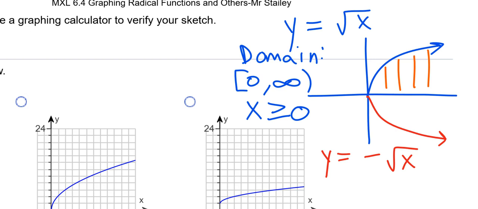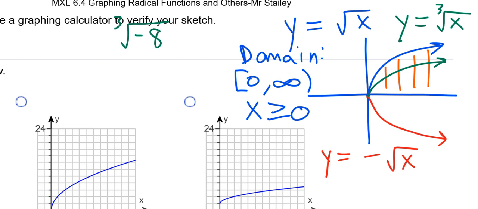What is noticeably missing from the domain? What kind of numbers can you not put in that function? Negative numbers. Now, in a little bit, we're going to get to the cube root. A cube root function kind of looks like the blue one a little bit. Now, can you take the cube root of a negative number? Does anybody know if you can take the cube root of, say, -8?